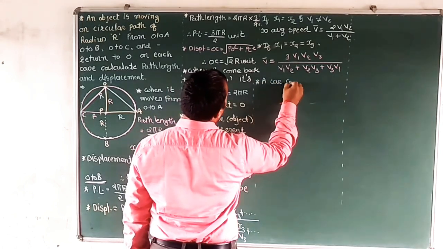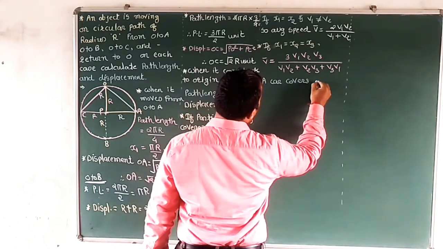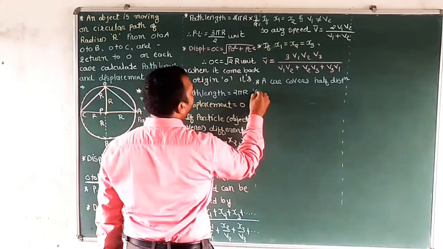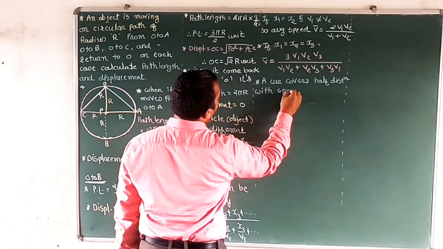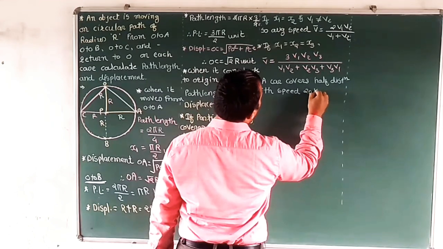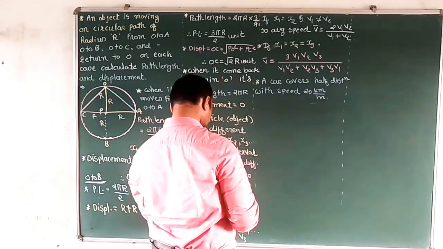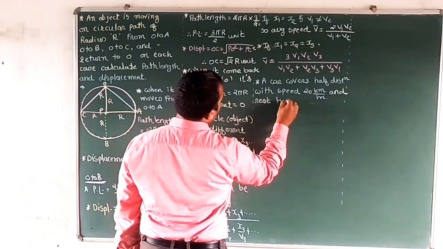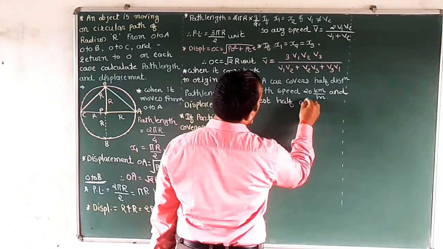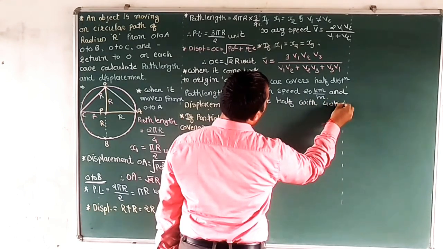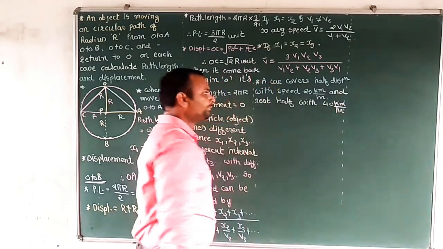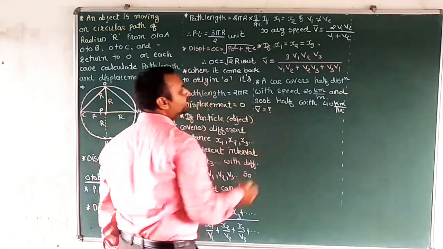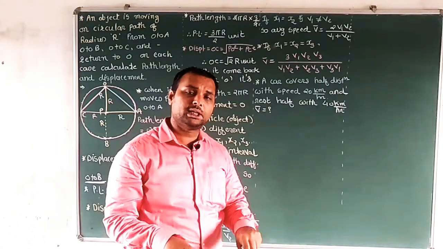So a car covers the half distance with speed 20 km/h and the rest half with 40 km/h. Okay, so calculate its average speed. So V bar is equal to, okay, nothing else is given, half distance, speed, that is only given.